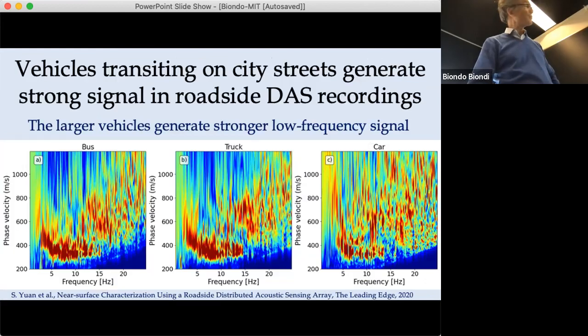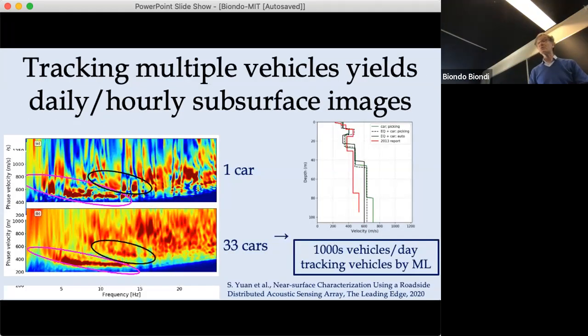Of course, this is just for one vehicle, but on a street you have hundreds or thousands of vehicles running every day. So if you can identify them, you can then average them. This is a simple average of 33, but that was done by hand. We are now working on a machine learning system that will automatically identify the cars. Then you get a higher and higher signal to noise, to the point that you can think about having reliable data on a daily basis. So think about monitoring the subsurface under Boston continuously with a time sampling of days, and you can see how many interesting applications there are.